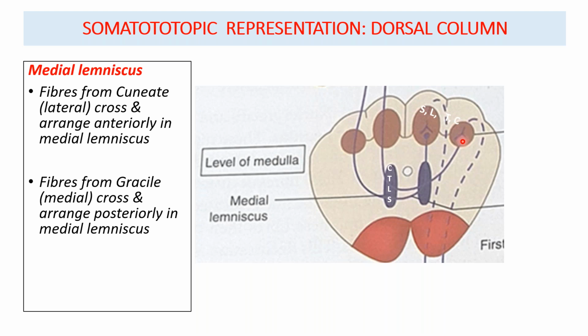Cervical means from the upper part of the body. You can see the internal arcuate fibers decussating in such a manner that they will be present more posteriorly. And the sacral fibers, which were more medial in the fasciculi and the nuclei of the gracile and cuneate, will be represented more anteriorly at the level of the medulla in the medial lemniscus.